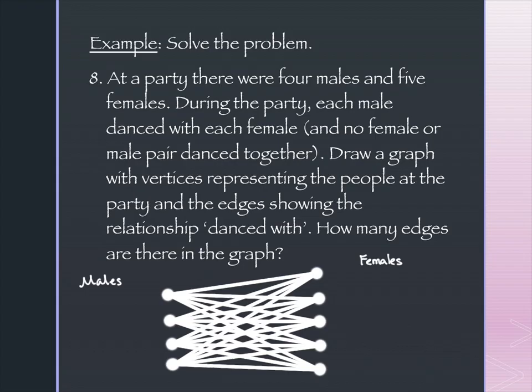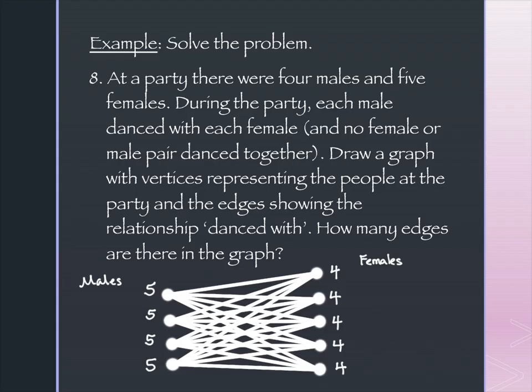Now there are several different ways we can answer the question. We could literally count our edges. That would be fine, especially if they were a little bit less thick. I can also look at the degrees: this is degree 5 all the way down, and this is degree 4 all the way down, because each of the males danced with 5 females and each of the females danced with 4 males.